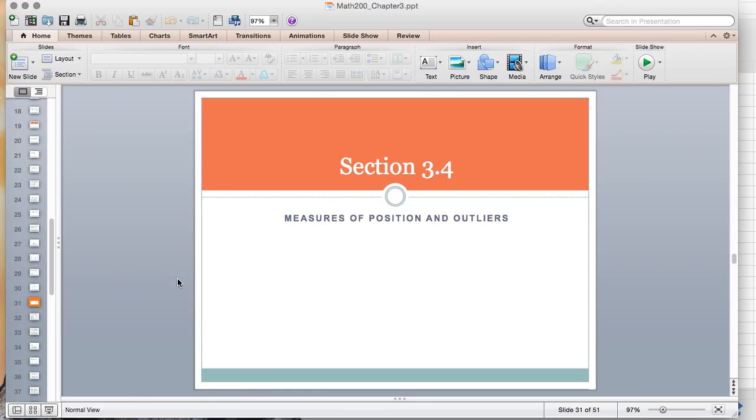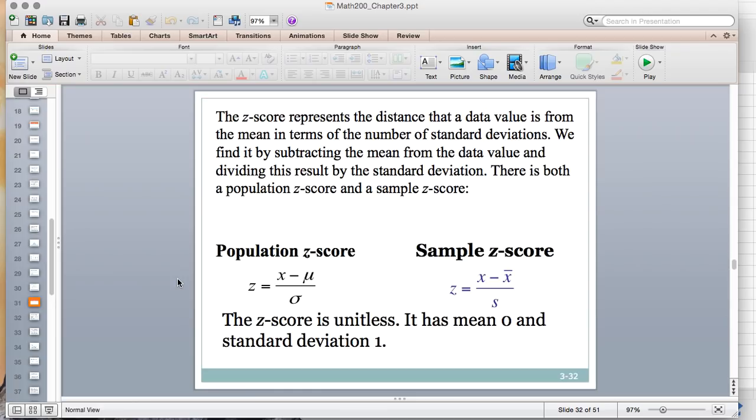Okay. We're going to move on to section 3.4, which talks about measures of position and outliers. This is another thing that we are going to do by hand for right now, and this is z-scores. Z-scores are not too difficult to calculate, and you definitely want to memorize this formula because we will be calculating z-scores so much. Really, a z-score represents the distance that a data value is from the mean in terms of the number of standard deviations.